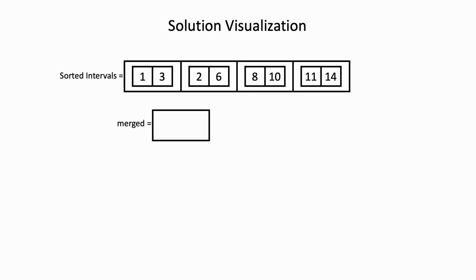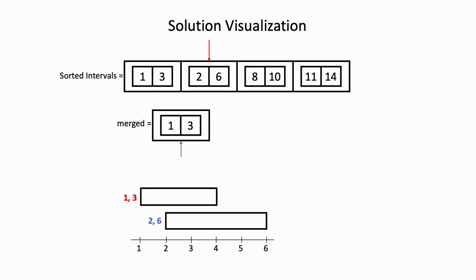We start by sorting the input intervals array by start time, and we initialize the merged variable to an empty array. Then we initialize the red pointer to the first element of the sorted array. Since the merged array is empty, we append the red pointer element to the merged array. Now the merged array has an element, so we initialize the blue pointer to the last element in the merged array. We increment the red pointer to the next element.